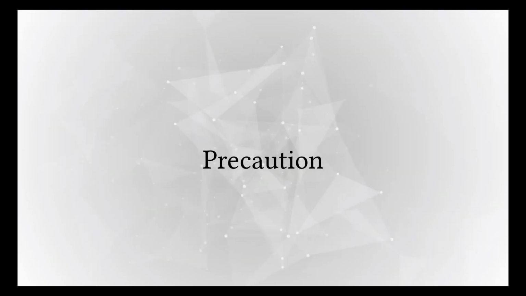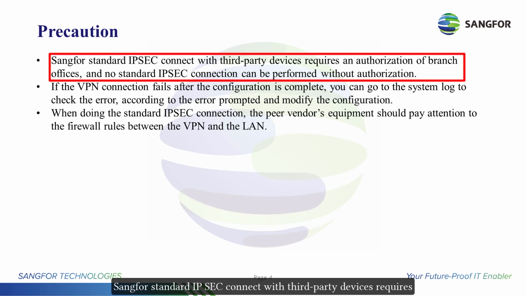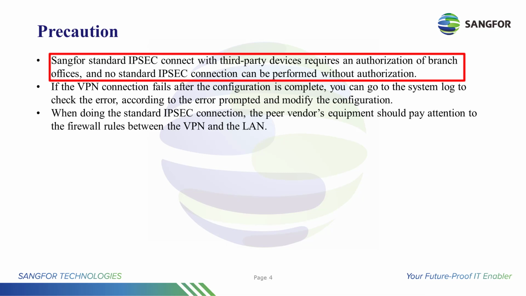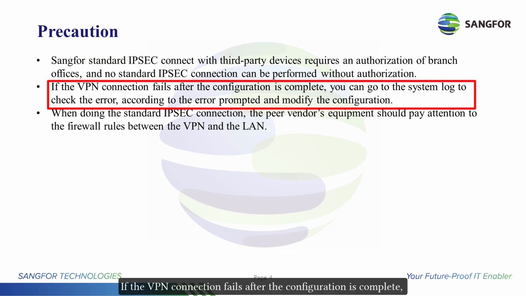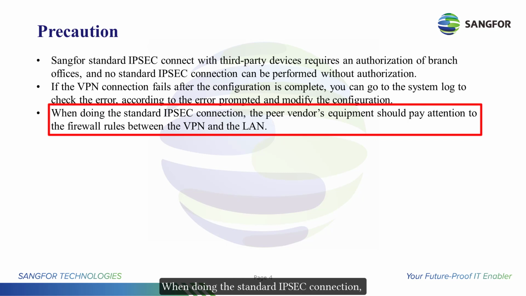Precaution. Sangfor standard IPSEC connection with third-party devices requires an authorization of branch offices, and no standard IPSEC connection can be performed without authorization. If the VPN connection fails after the configuration is complete, you can go to the system log to check the error, and modify the configuration according to the error prompted. When doing the standard IPSEC connection, the peer vendor's equipment should pay attention to the firewall rules between the VPN and the LAN.